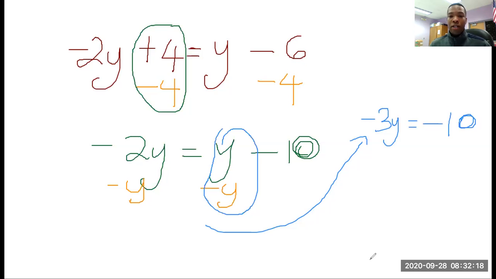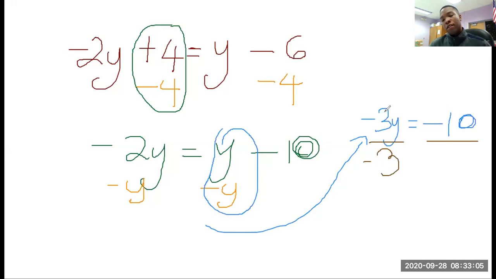Now, could someone please tell me what my next step would be? I'm getting some answers saying that I divide by 3. Are we going to just disregard this negative sign right there? What happens to that? I'm going to divide by negative 3. Whatever is in front of the variable, that's what I divide by. If it's a positive 3, I divide by positive 3. If it's a negative 3, I divide it by negative 3. I can't leave the sign out.